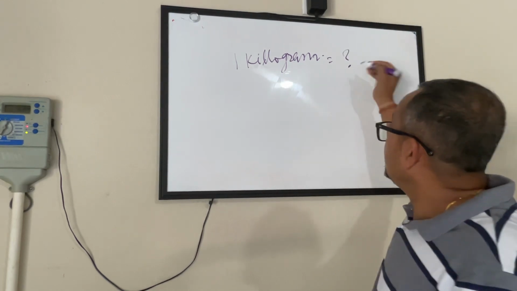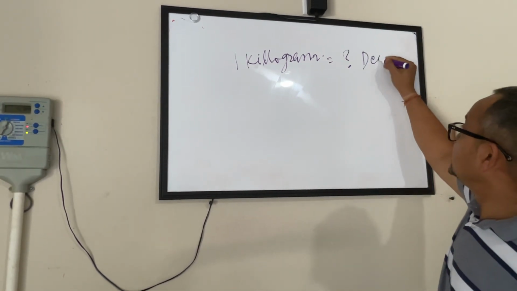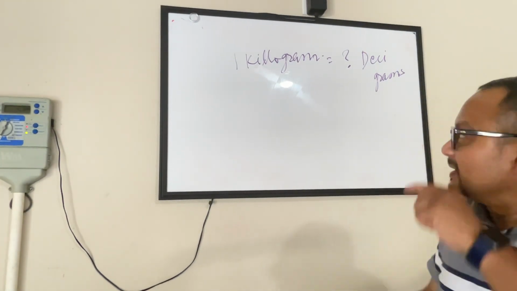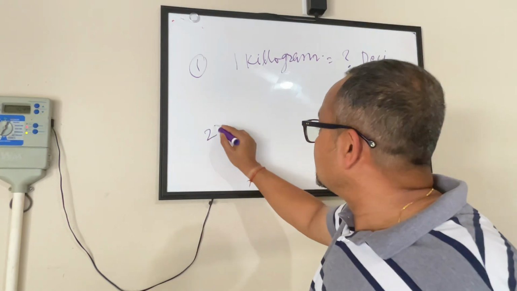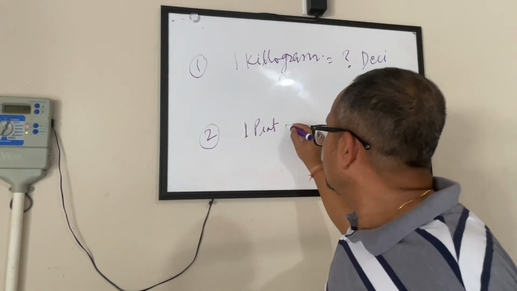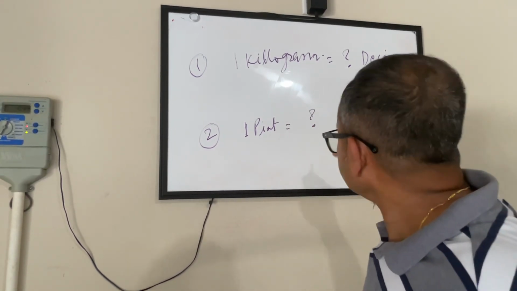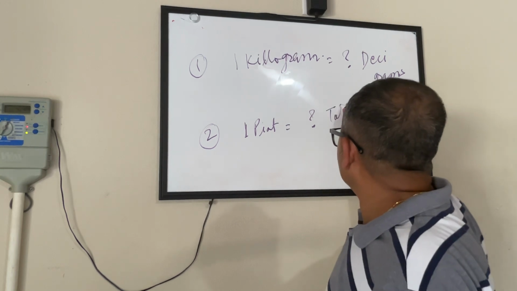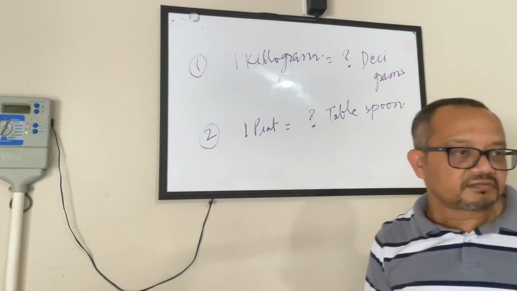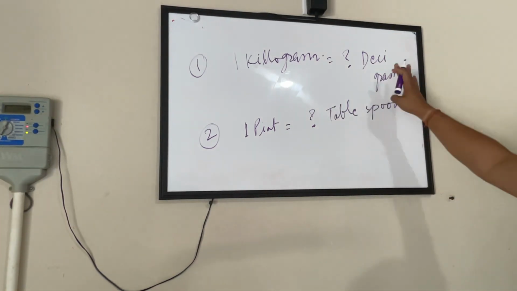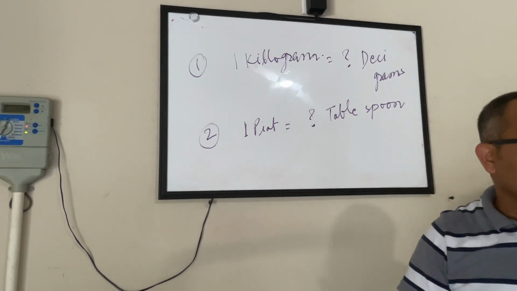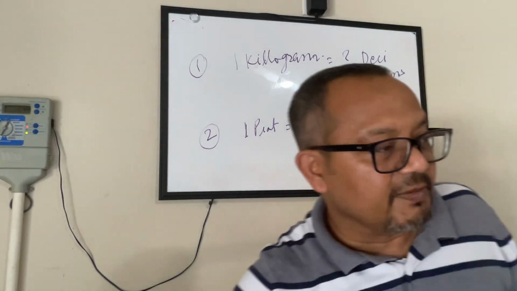Find out 1 kilogram equal to how many decigrams? Okay, this is one. Second question is 1 pint equal to how many tablespoons? So 1 kilogram equal to how many decigrams and 1 pint equal to how many tablespoons? Can you guys try finding it out and tell me once you are ready.